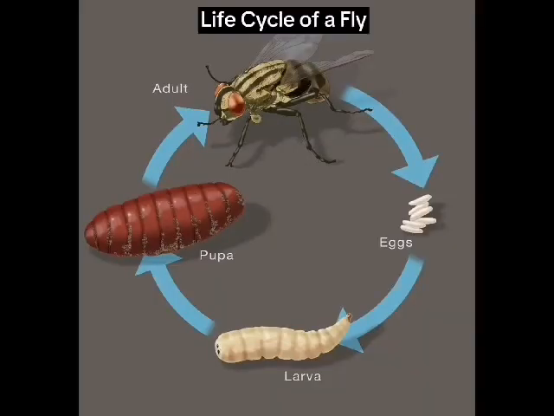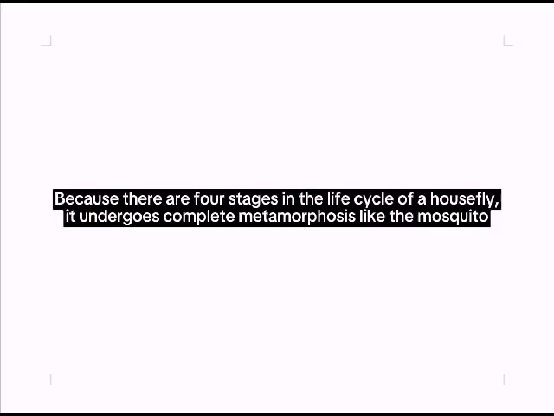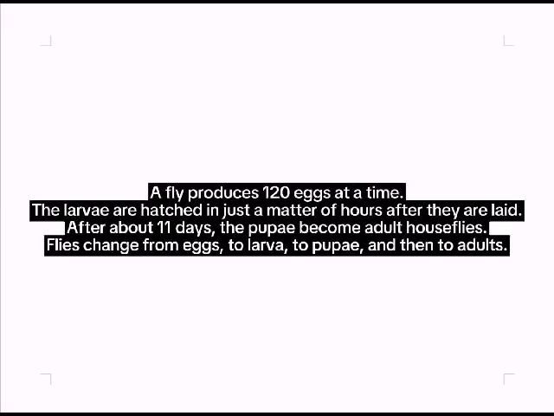Life cycle of a fly. Because there are 4 stages in the life cycle of a housefly, it undergoes complete metamorphosis like the mosquito. A fly produces 120 eggs at a time. The larvae are hatched in just a matter of hours after they are laid. After about 11 days, the pupa become adult houseflies. Flies change from eggs to larvae to pupa and then to adults.